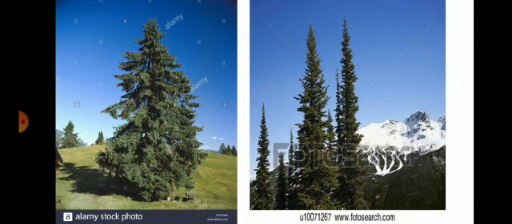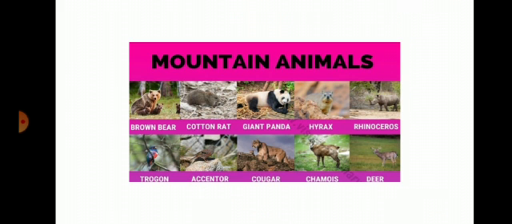The trees are cone shaped with sloping branches. You see the picture. Also, needle-like leaves. The leaves are needle-like in shape so that rain and snow slide off them easily. Then animals. Animals have thick fur which provides protection from cold.